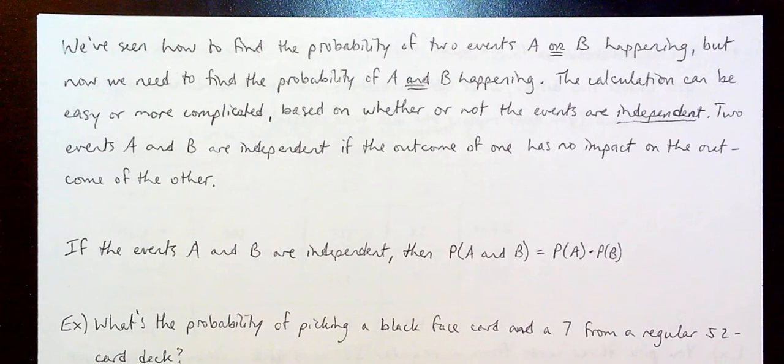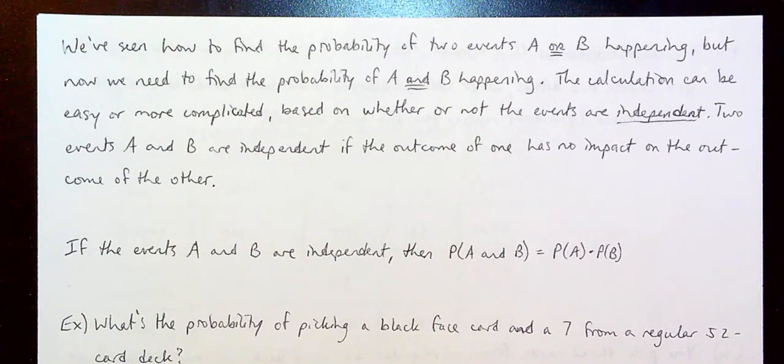Two events A and B are independent if the outcome of one has no impact on the outcome of the other. This is the same thing as saying mutually exclusive, that two-word phrase that we saw in our previous video. For our purposes, those two things, mutually exclusive as well as independent, are saying the same thing.